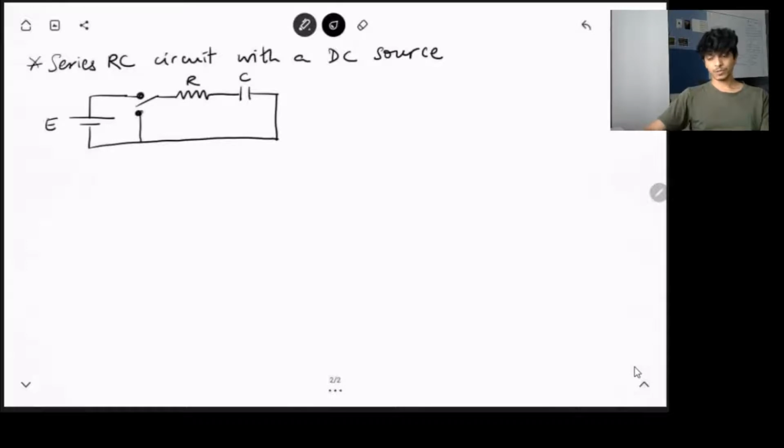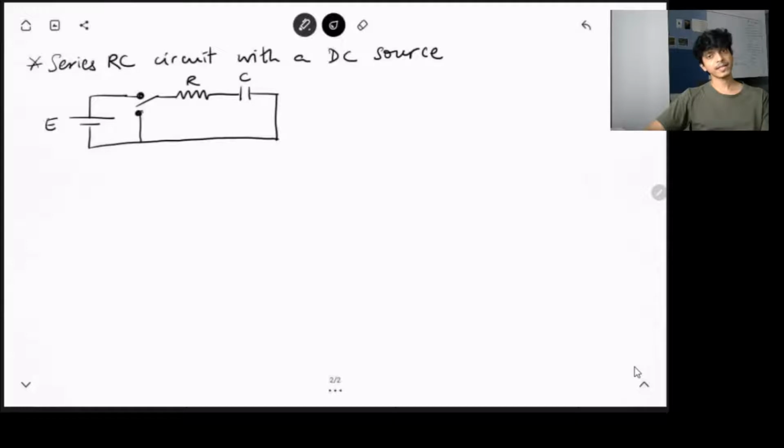Let me explain what the switch does. This is a two-way switch. If I move the switch up, then this voltage source E becomes connected to R and C in series. So when that happens, the capacitor can start charging.